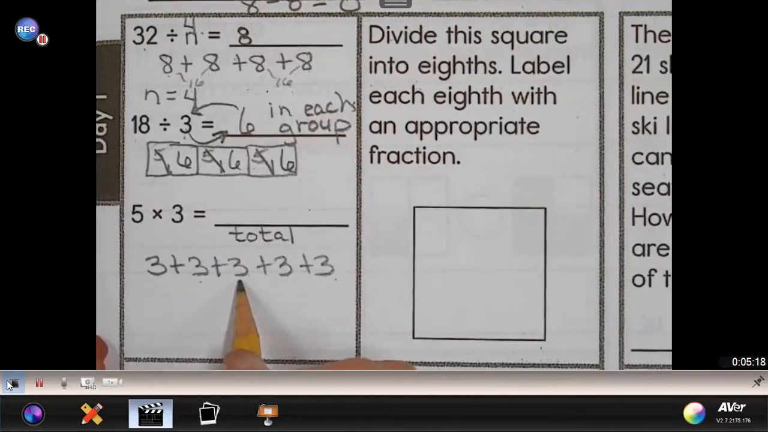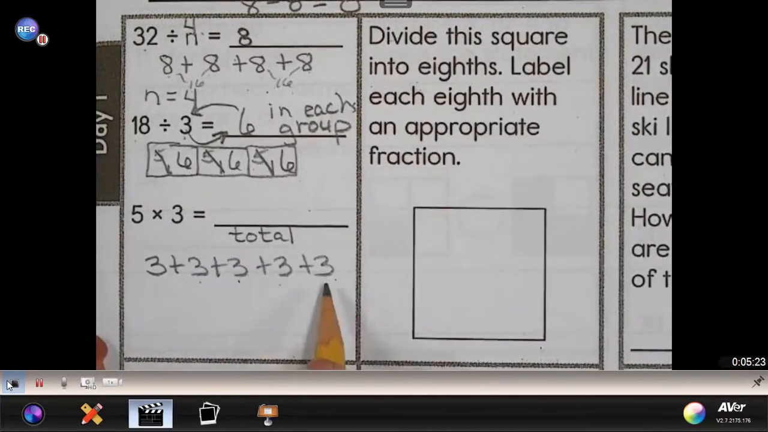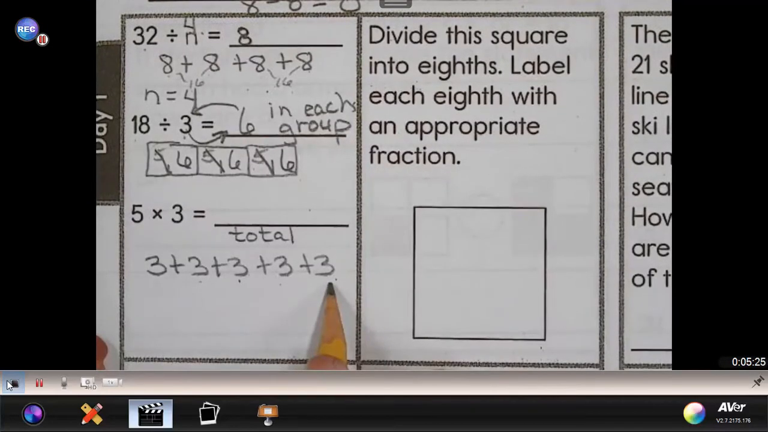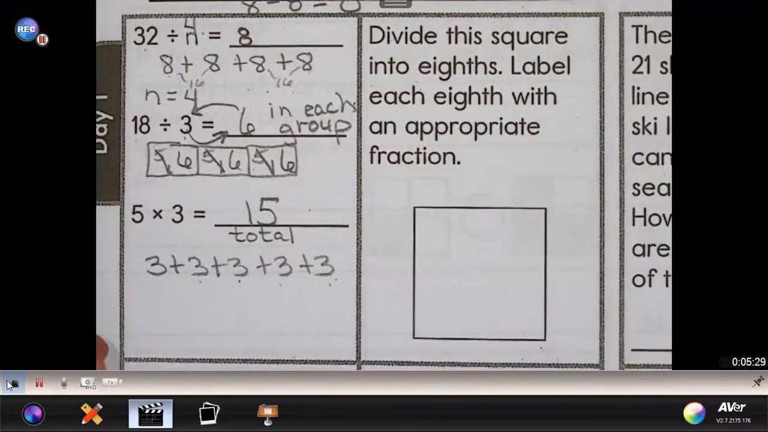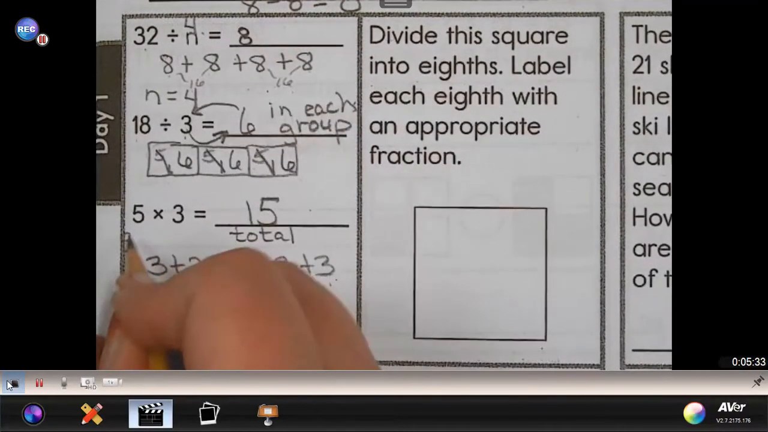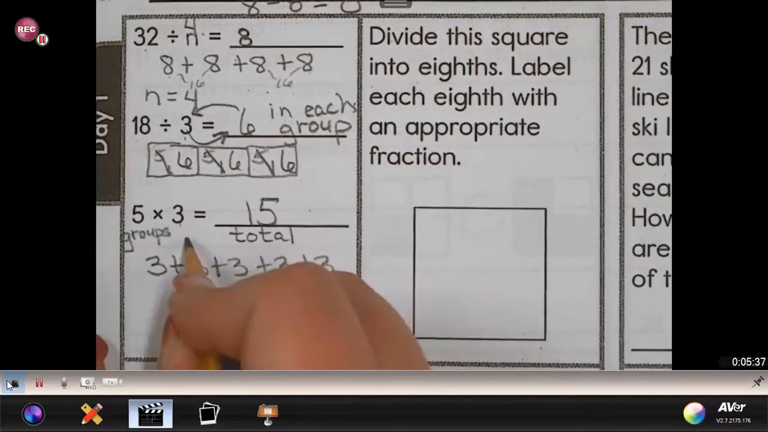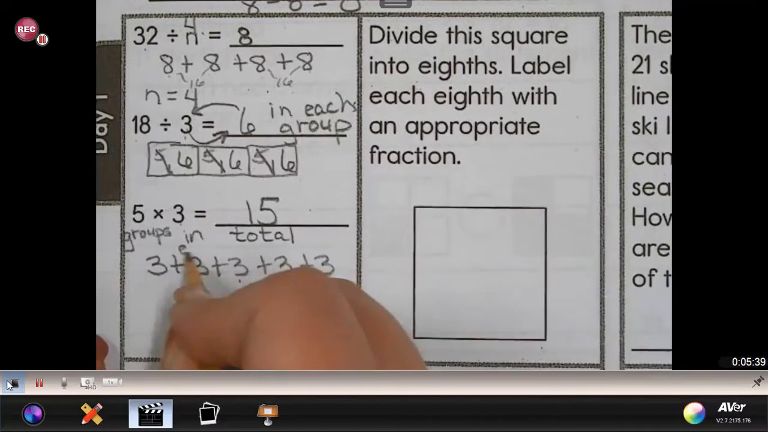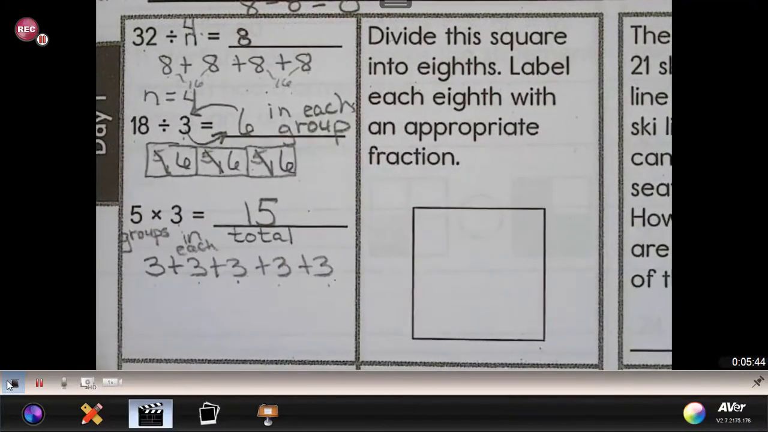3 plus 3 plus 3 plus 3 plus 3. 3 plus 3 is 6, plus another 3 is 9, plus another 3 is 12, plus another 3 is 15. So 15 total objects in all. So these are my groups, whatever those groups may be. These are the number in each group. And here is my total. So this is what I want you to do today.